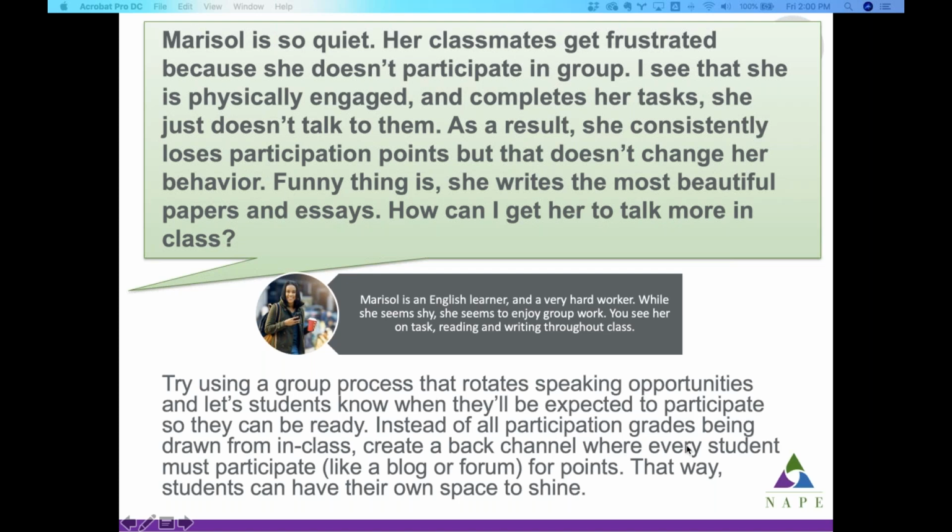So your response as an educator who's learning to build an asset mindset, you respond and say, try using a group process that rotates speaking opportunities and lets students know when they'll be expected to participate so they can be ready. Also, instead of all participation grades being drawn from in class, create a back channel where every student must participate, like a blog or forum for points. That way, students can have their own space to shine.